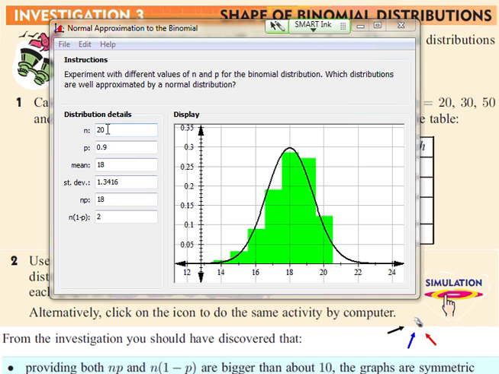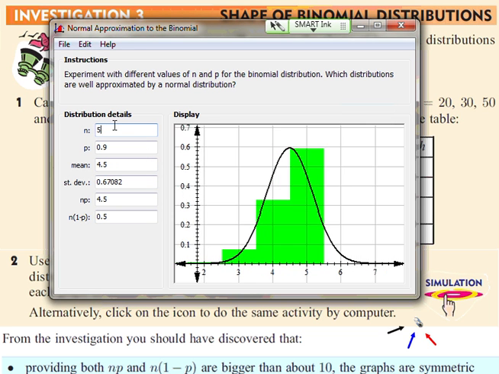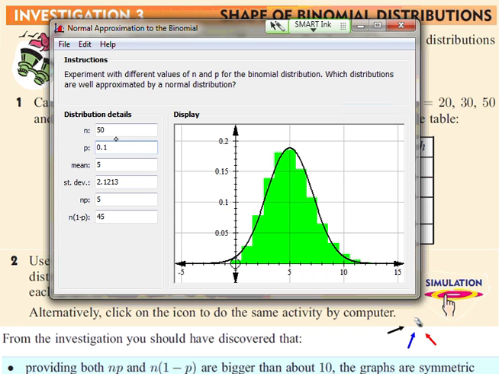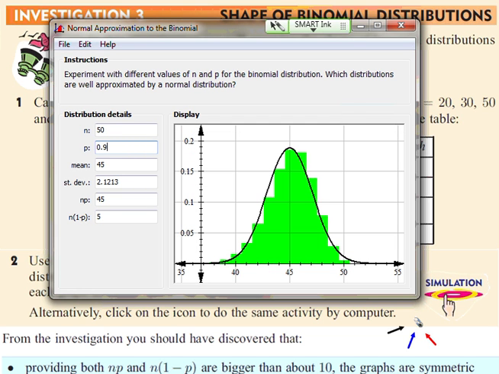Let's see what happens when we change the sample size here. Make it up to 50, and let's bring the probability back to 0.1. We can see it's not as much skewed as when p was 0.1 and n was equal to 20, but it is still not quite symmetrical. Let's bring up the probability to 0.3. We have a much more symmetric shape. Let's go up to 0.9, once again a little bit skewed.